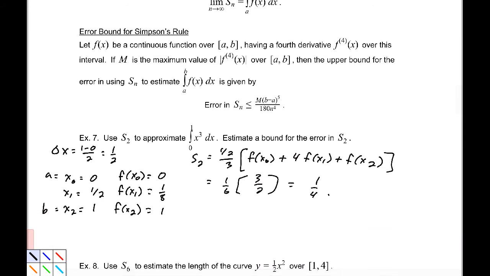Now, doing the error bound is going to be a little different here, because we're going to take the fourth derivative. The fourth derivative of x cubed is 0. So if I go 0 times (b minus a) to the 5th over this, because M is 0, my maximum value is 0, my error is 0.